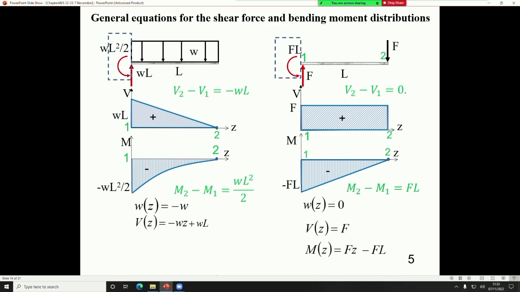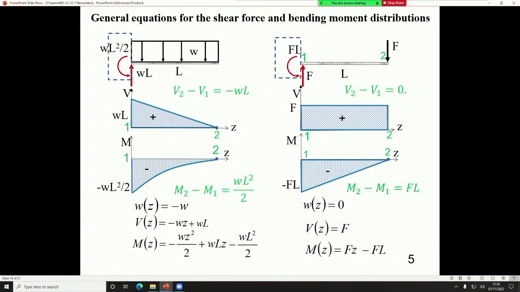Now the integral of shear force is a bending moment. So we have minus W over 2 Z squared plus WLZ. And what shall I add as the constant bending moment to the equation? This value here. So first I integrate it. At Z equal to 0, the value of the bending moment is minus WZ squared over 2.